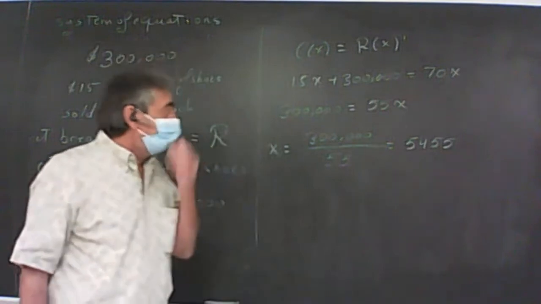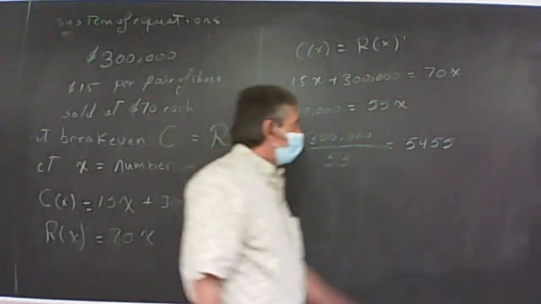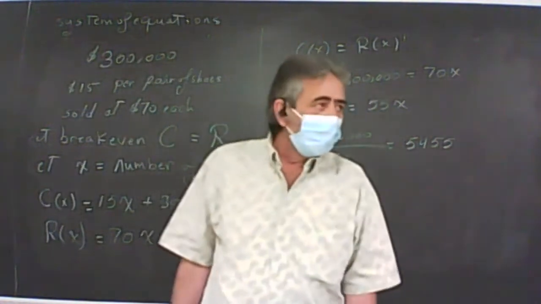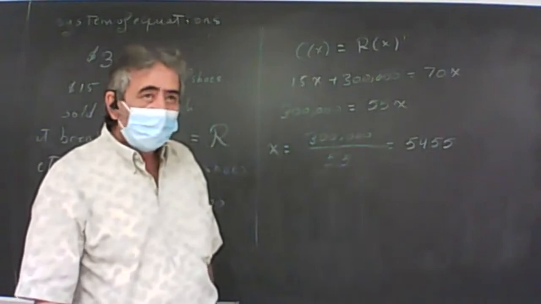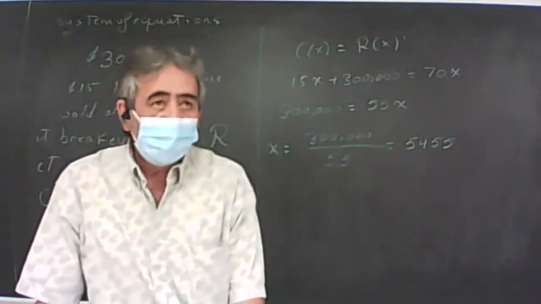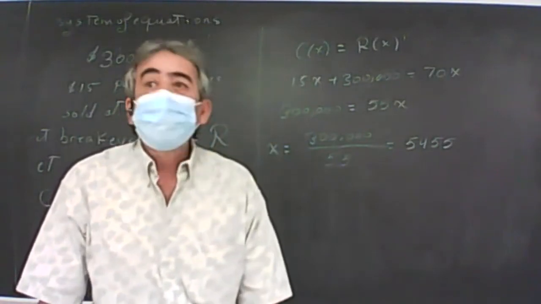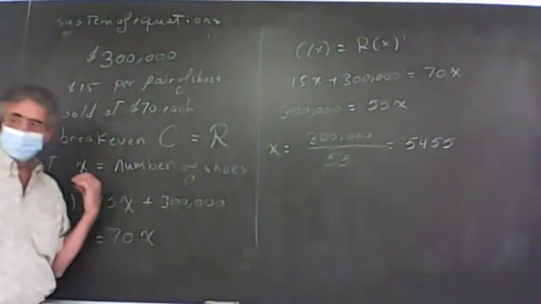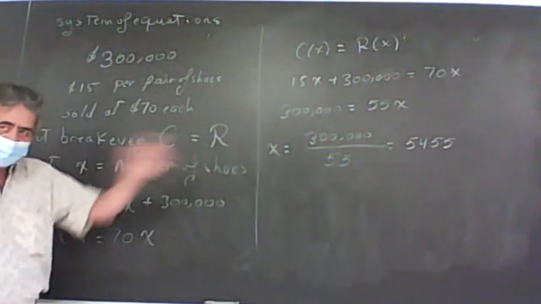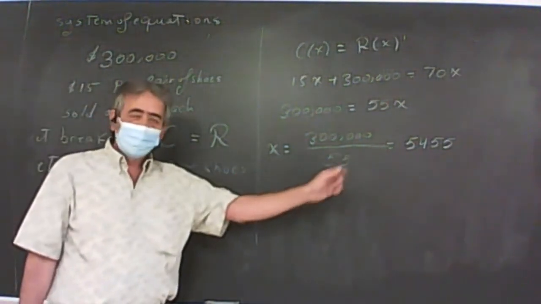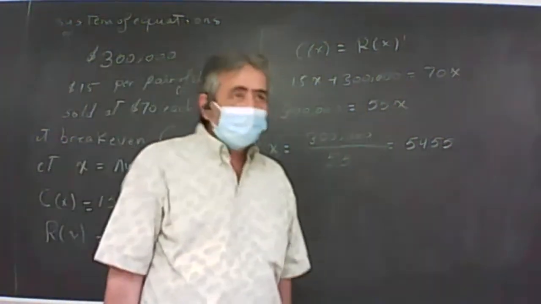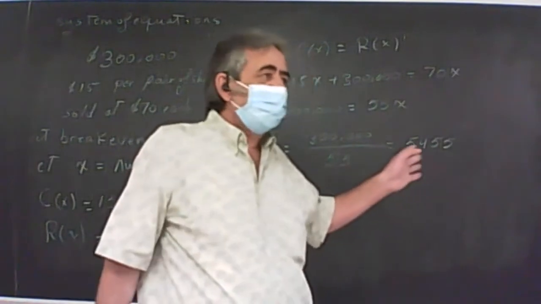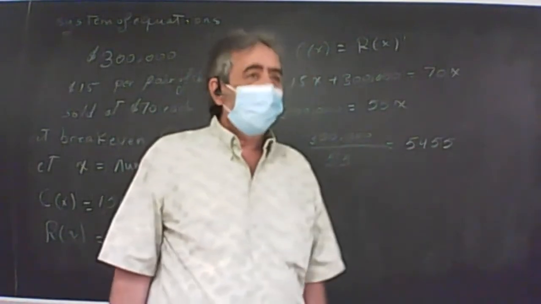So that means the company must sell 5,455 pairs of shoes in order to recover its cost. After they do that, each shoe they sell will be a profit of $55. Okay? After they recover their cost, provided whatever equipment they bought with those $300,000 is still working properly.